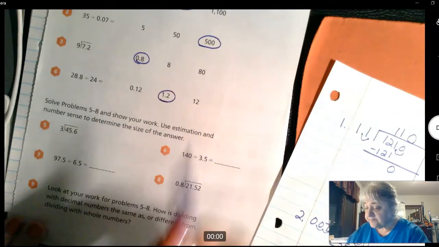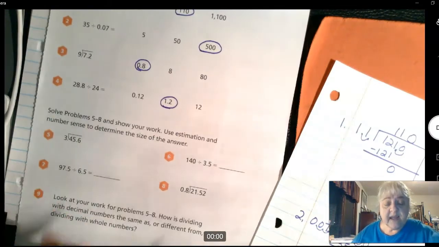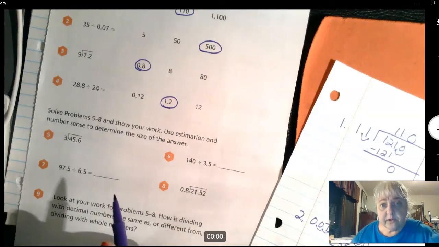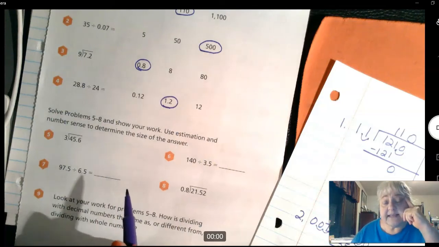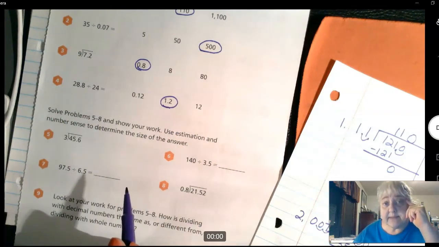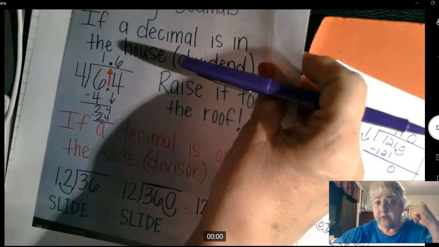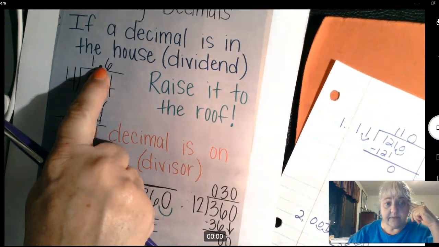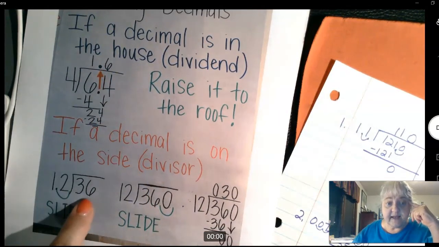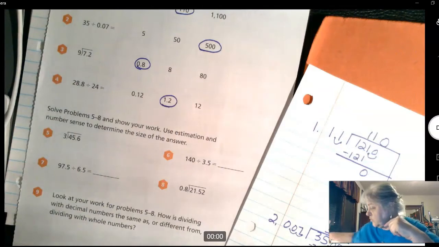Yes. Now, I realize that this is probably confusing to a lot of you, and that's okay because it's brand new learning for you. You're going to have to practice it multiple times before you get it in your head. But for our purposes today, since we're doing it quickly and TCAP testing is coming, what I want you to do is to remember this chart. You know, if it's in the house, it's going to come up. You know, if it's on the side, it's going to slide. I think if you'll remember that, you're going to be okay with your work.